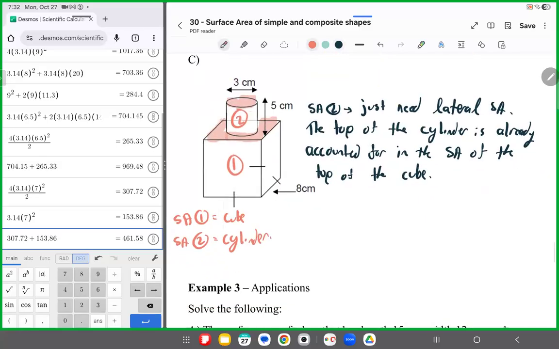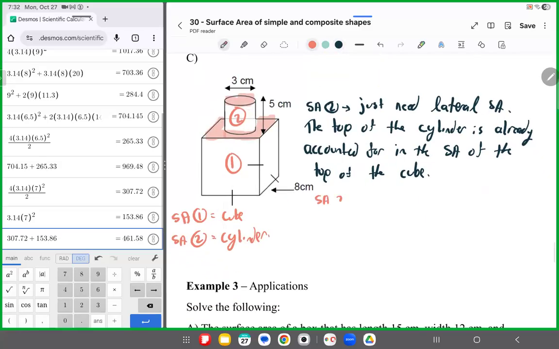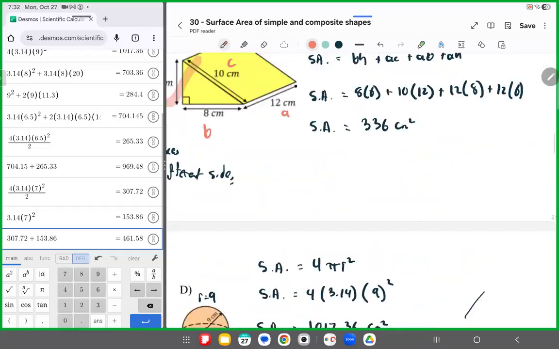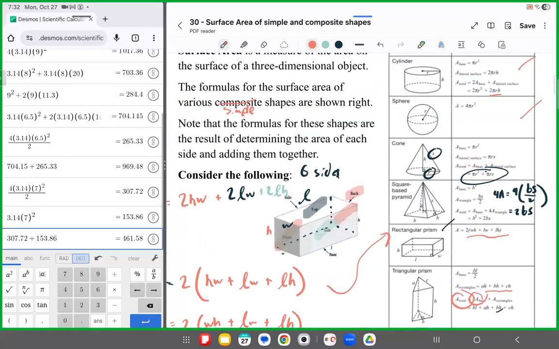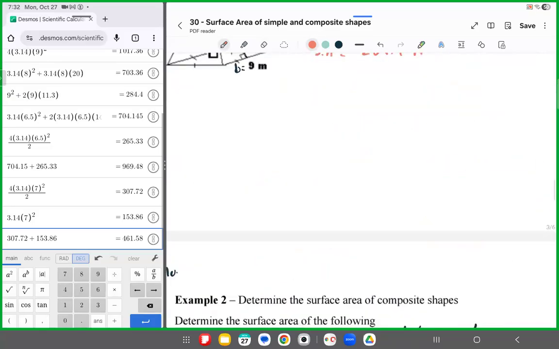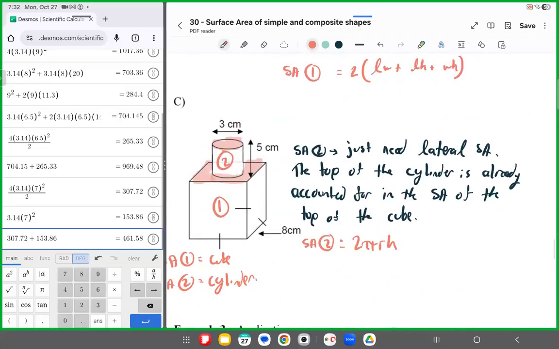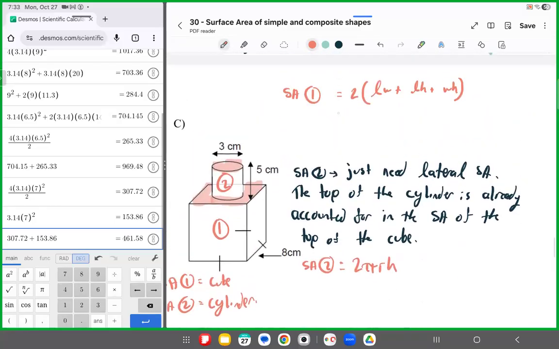And so surface area 2, relatively straightforward. That's just going to be 2 pi RH. So if you remember from the very beginning, we only need the lateral surface area. So we just need the 2 pi RH because the 2 pi r squared is already accounted for. Okay, so let's go ahead and solve these.